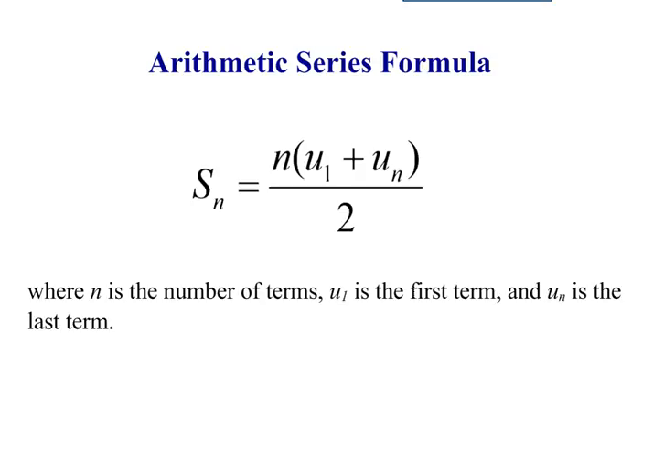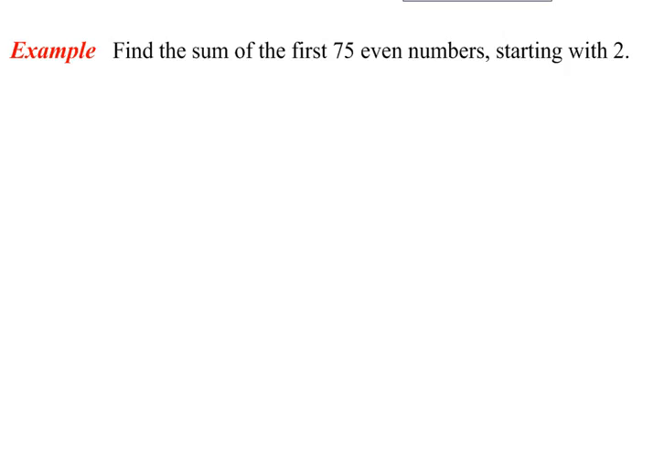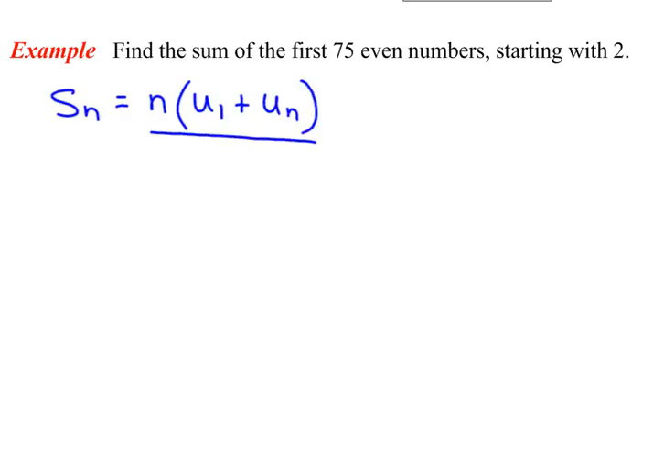Now we're going to put this formula to use in some examples, so you'll get to see how it is used. Find the sum of the first 75 even numbers, starting with 2. Alright, so let's start with our formula. S sub n equals n times the first term plus the last term divided by 2. Let's plug in what the problem is giving us. We are being asked to find the sum of the first 75 even numbers, starting with 2.